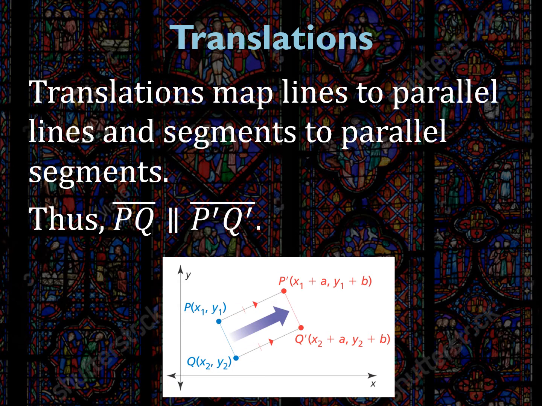So translations map lines to parallel lines and segments to parallel segments. So PQ, if you go this way, that is also going to be parallel to P prime, Q prime. So everything's going to move together, and you're going to end up with parallel segments. So if you start with a parallel segment, you're going to end up, after you move it, with a segment that's parallel to the original segment. So notice PQ is the original segment, P prime, Q prime is the image, the post movement segment, and it is parallel to the original segment.